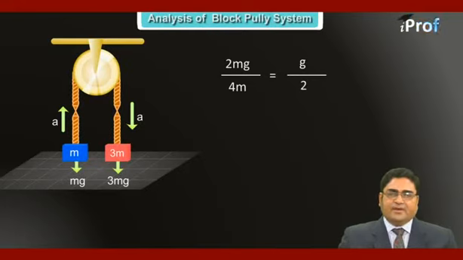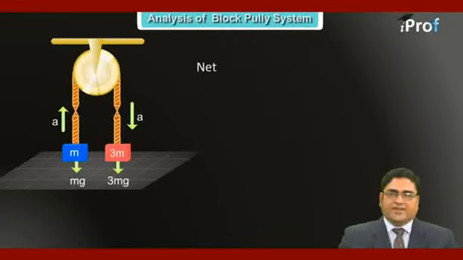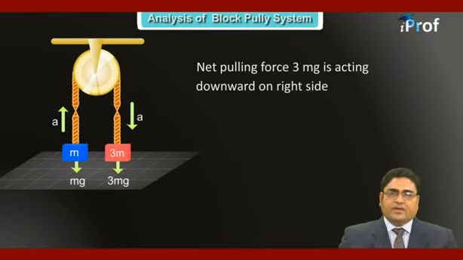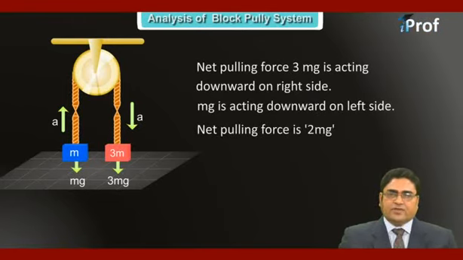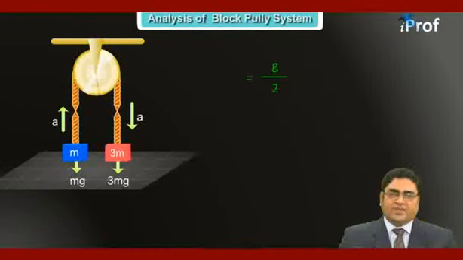We can write direct equation of acceleration, that is net pulling force divided by total moving mass. What is net pulling force? 3mg is acting downward on right side, mg is acting downward on left side. So net pulling force is 2mg and total moving mass is 4m. So acceleration is 2mg upon 4m, that is g by 2.